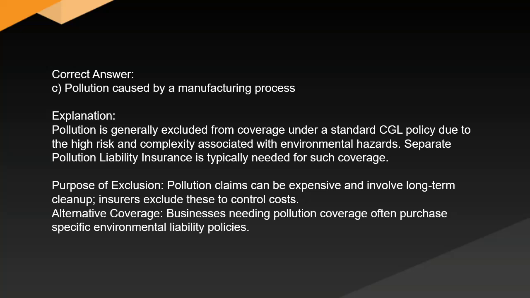Correct answer. C. Pollution caused by a manufacturing process. Explanation. Pollution is generally excluded from coverage under a standard CGL policy due to the high risk and complexity associated with environmental hazards. Separate pollution liability insurance is typically needed for such coverage. Purpose of exclusion. Pollution claims can be expensive and involve long-term cleanup, and insurers exclude these to control costs. Alternative coverage. Businesses needing pollution coverage often purchase specific environmental liability policies.